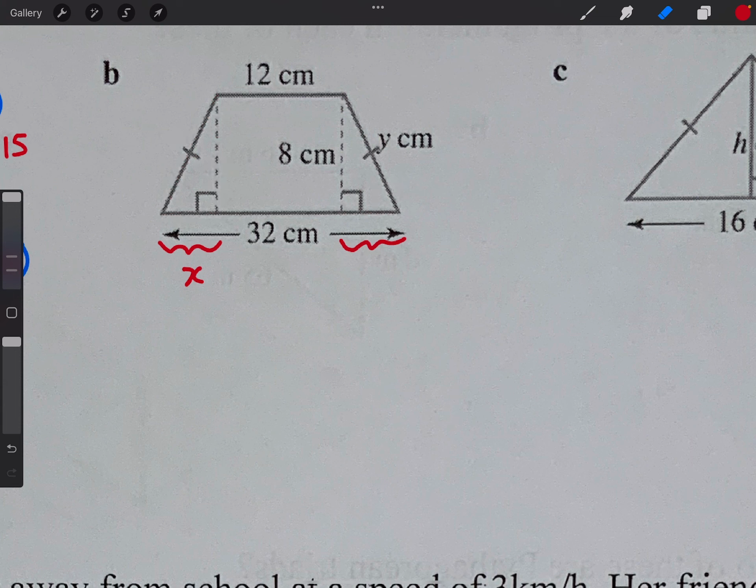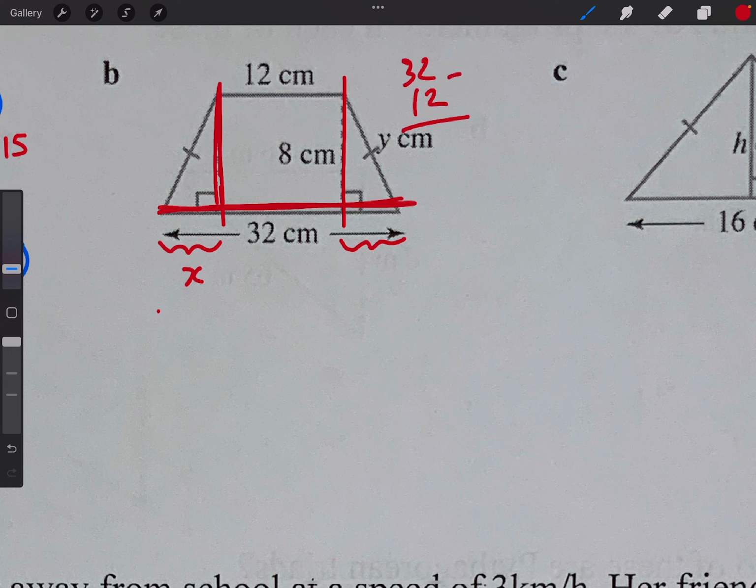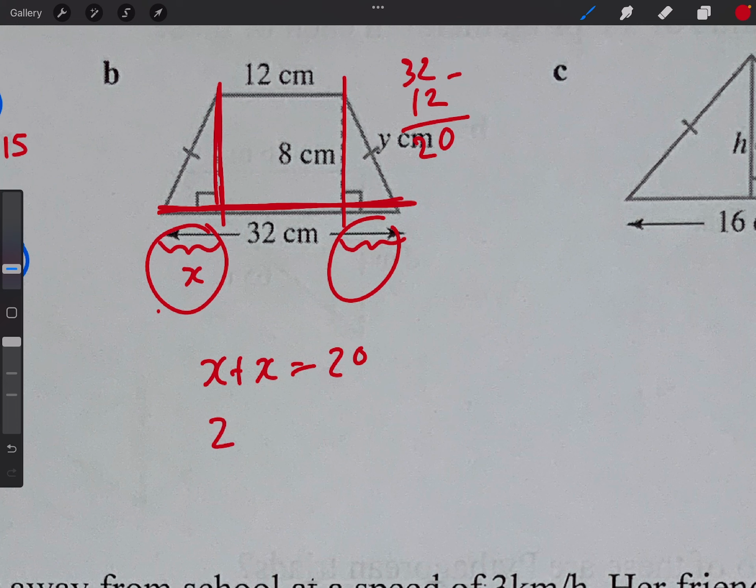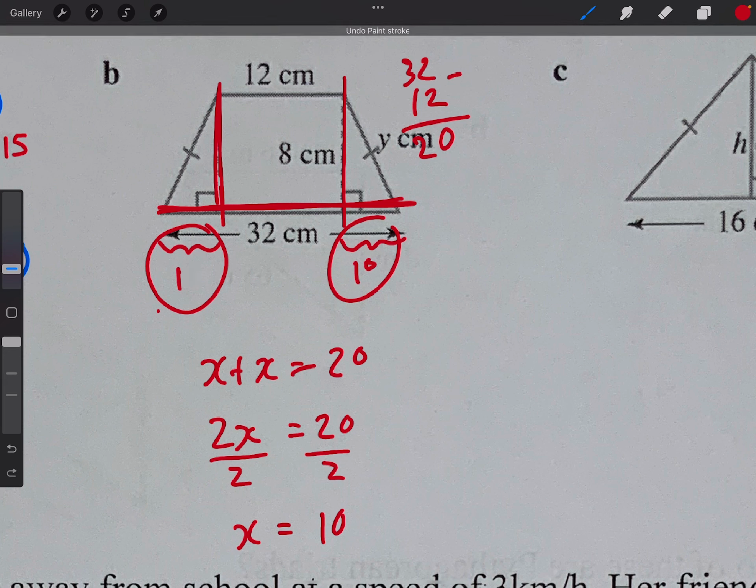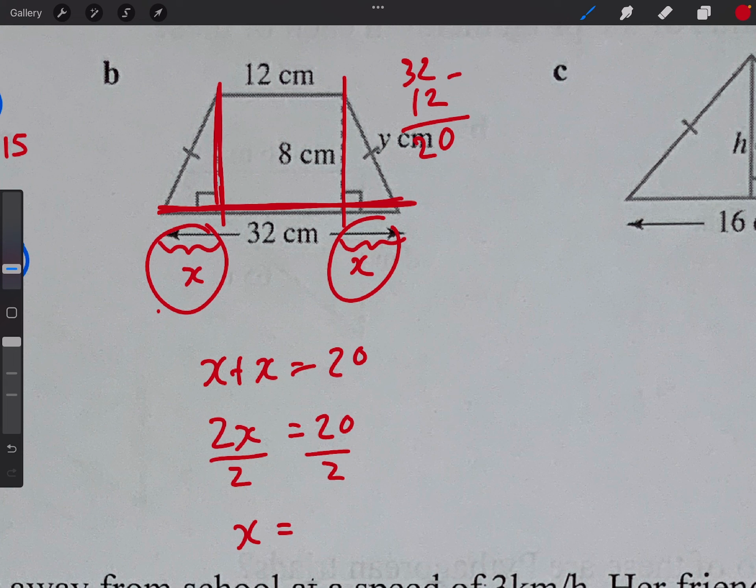So we got 32 from here to here, and we got here is 12. So let's say 32 take away 12, and that will give us 20. So these two must add to 20, so x plus x must equal 20. So therefore x plus x is 2x equal to 20, so we divide both sides by 2. X is equal to 10, so this must be 10, this must be 10. Okay, that makes sense. I'm just going to get rid of all this. Hold on.